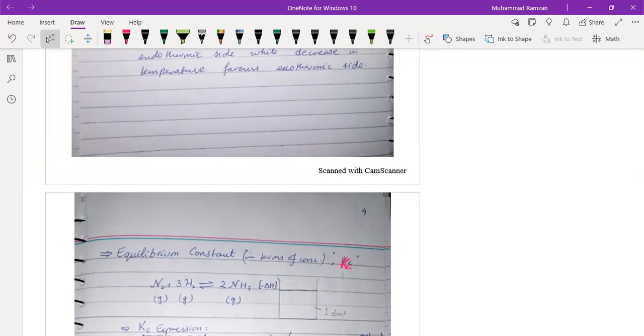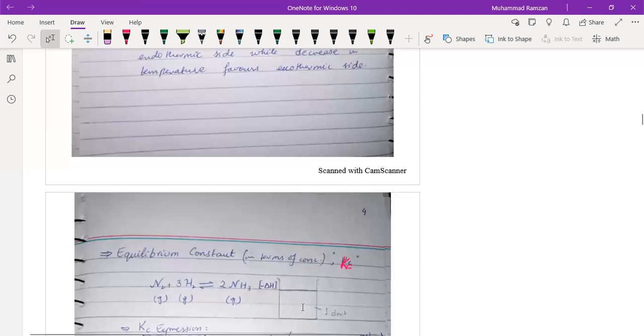I'm going to recap. Basically, this is Kc. K means constant, equilibrium constant. C means concentration. Equilibrium constant in terms of concentration. For example, you can look, there's a container.